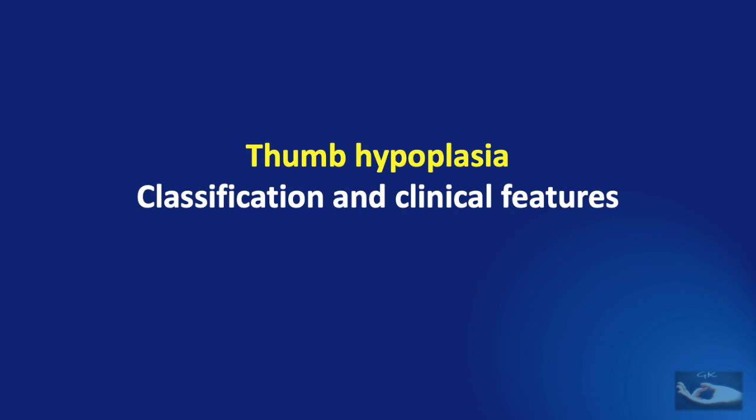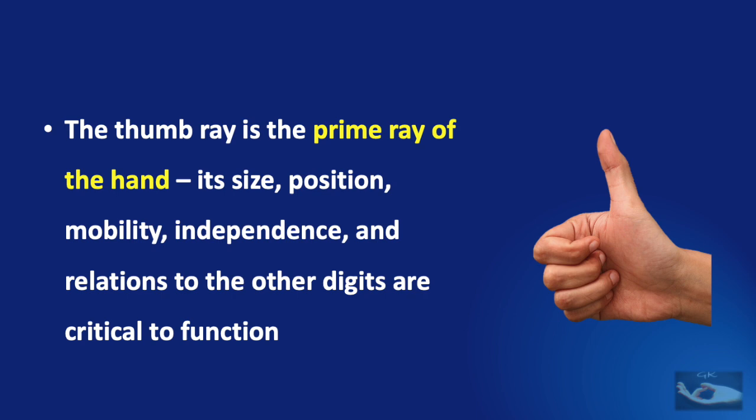In trying to learn about congenital thumb hypoplasia, we shall see the classification and clinical features of this condition in this video. The thumb ray is the prime ray of the hand. Its size, position, mobility, independence, and relations to the other digits are critical to function.